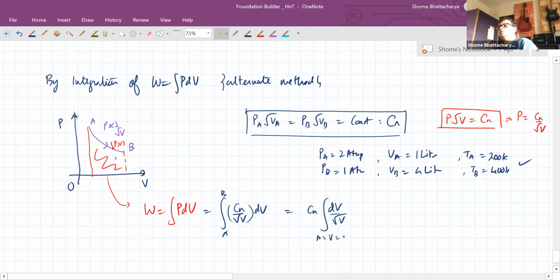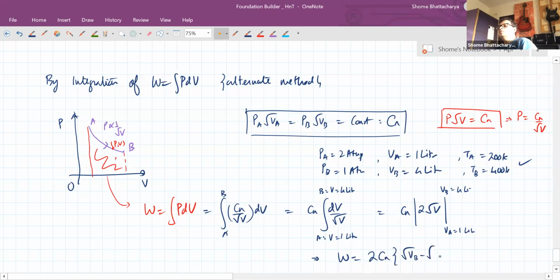Okay. At the point A, V was equal to, how much was it? 1 liter. To the point B where the volume is 4 liters. Okay. So this will become this constant into V to the power minus half plus one, so that's plus half. Okay. So 2 root V is the indefinite integration from volume at A of 1 liter to volume at B of 4 liters. So you can see that the value of work done will come out to be 2 times whatever this constant is into root of VB minus root of VA.